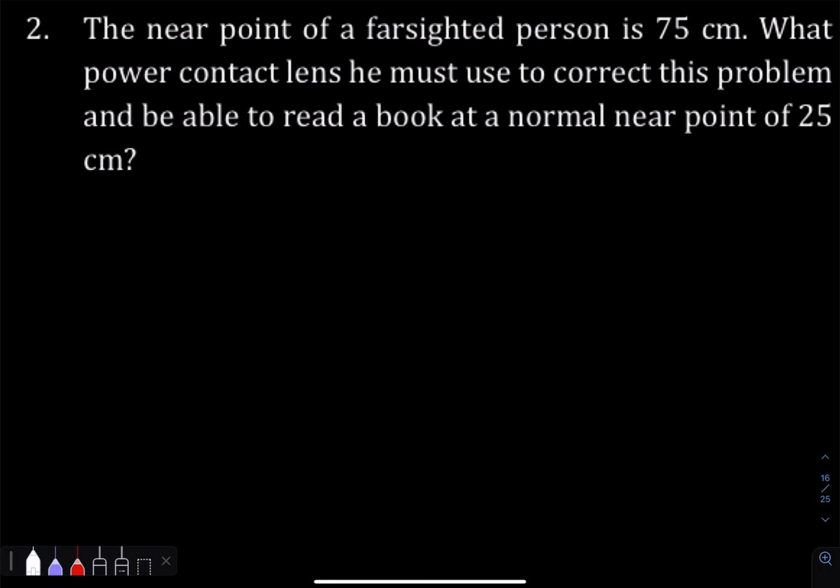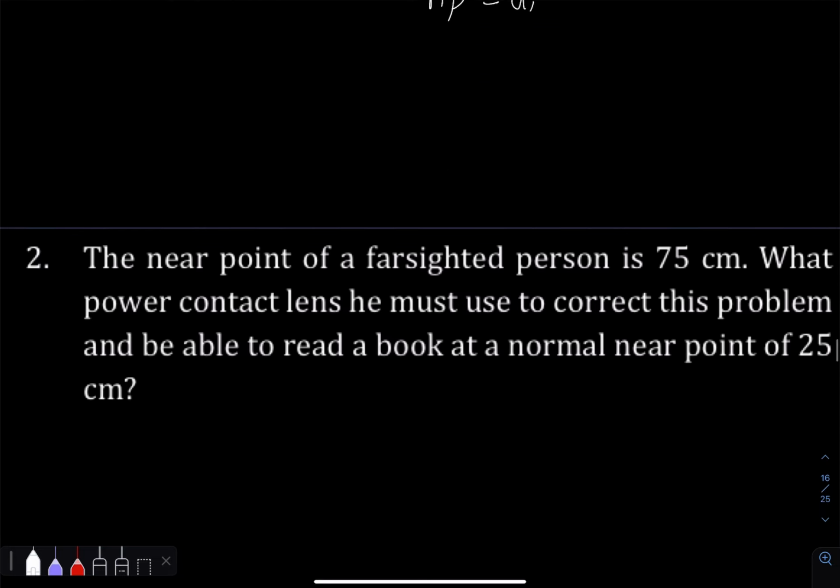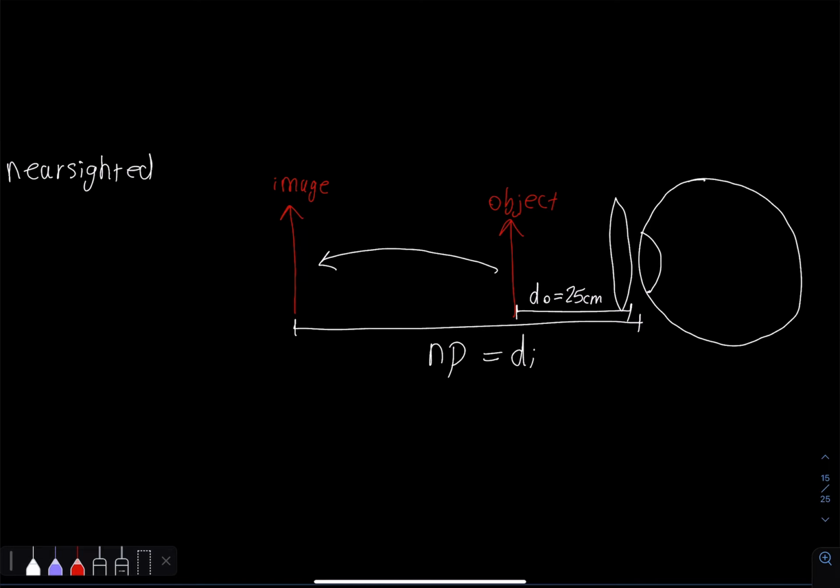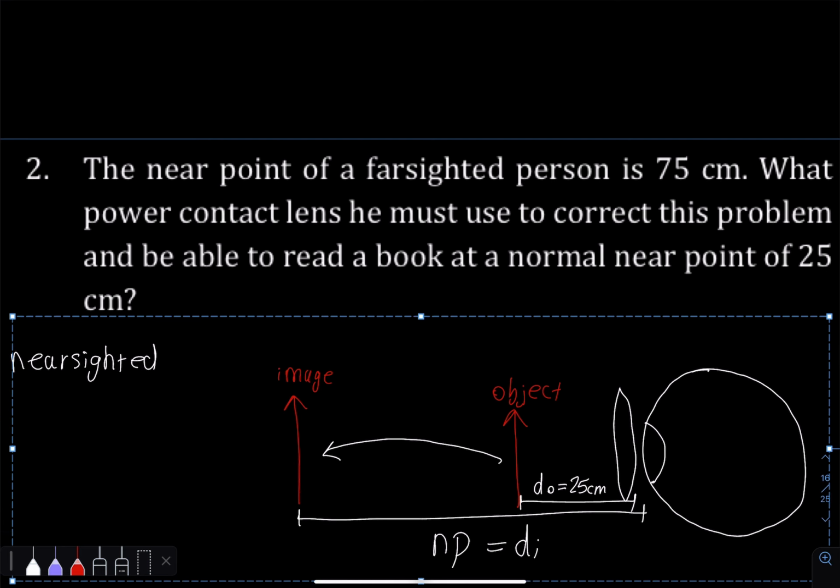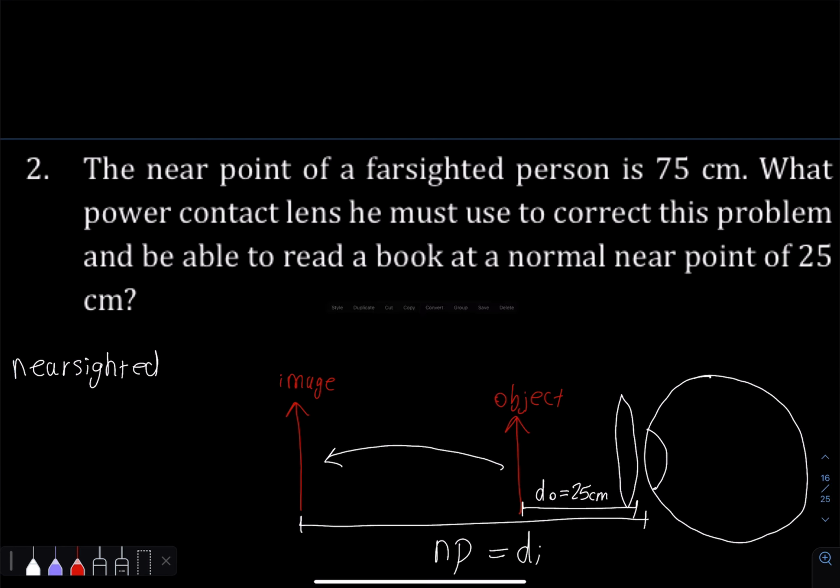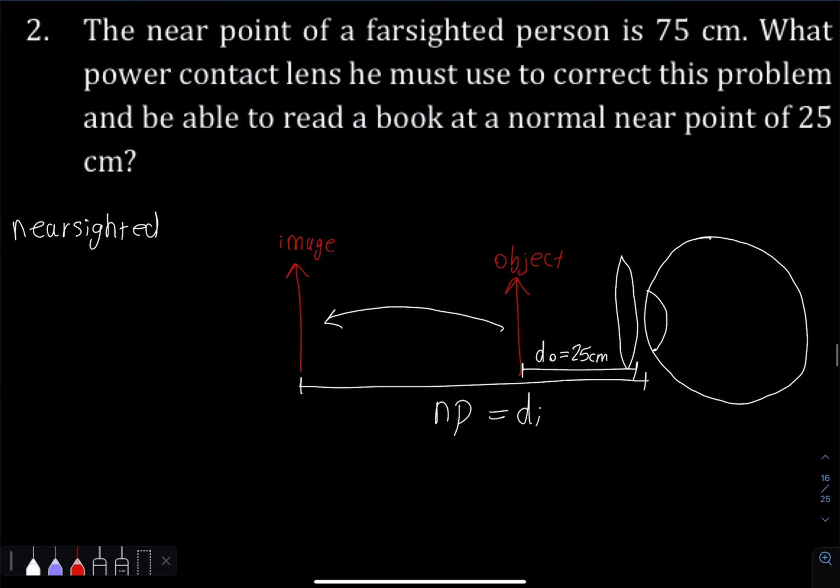Right, so there's a second situation here. The near point of a farsighted person is 75 centimeters. What power contact lens must he use to correct this problem and be able to read a book at a normal near point of 25 centimeters? Let's use the image we drew. This is the last time I'm going to draw this. From now on, we'll just use the equations. But I want you to get a good conceptual understanding of what the numbers mean before we just jump into using the equation only.